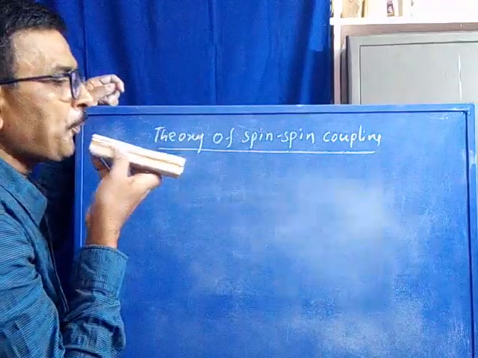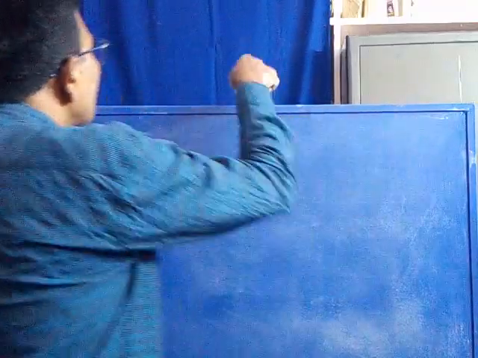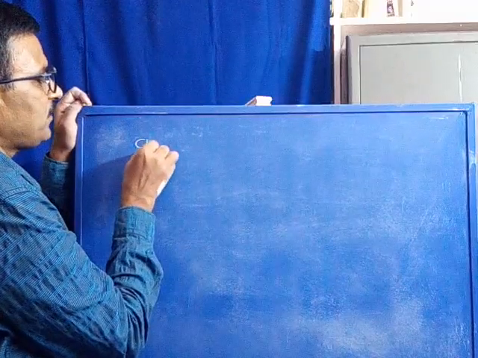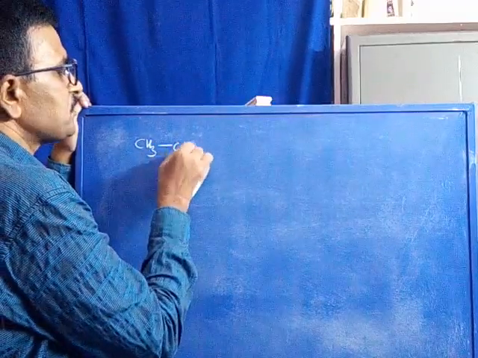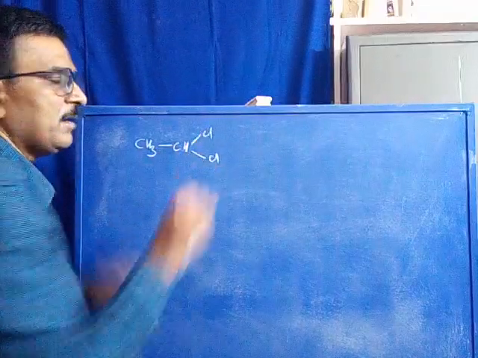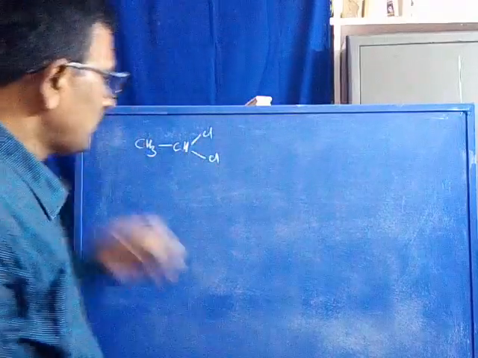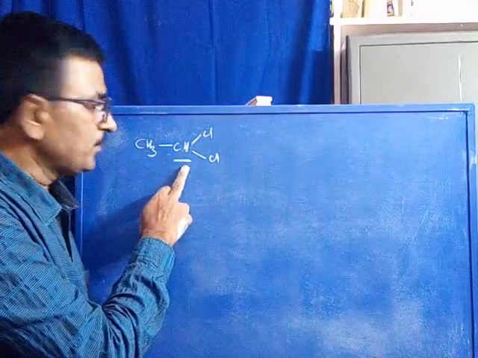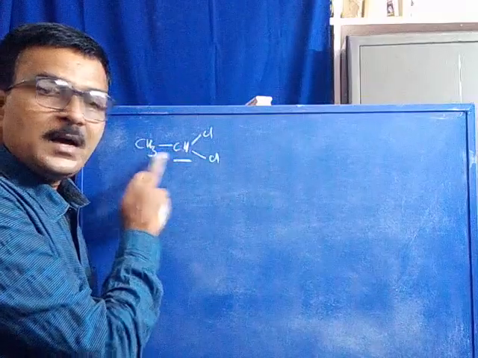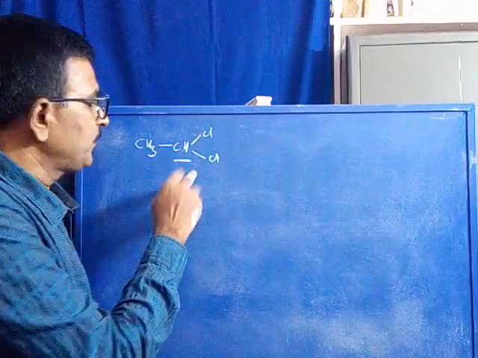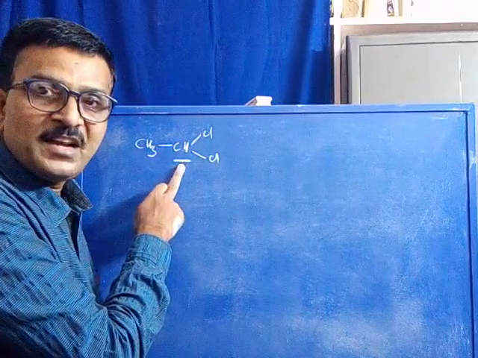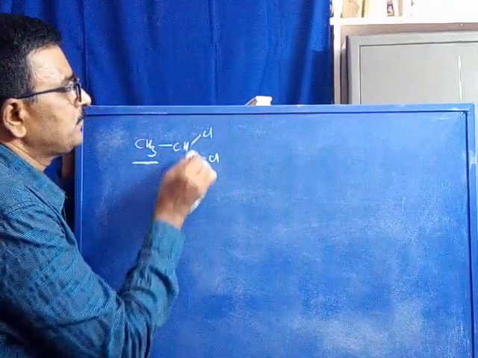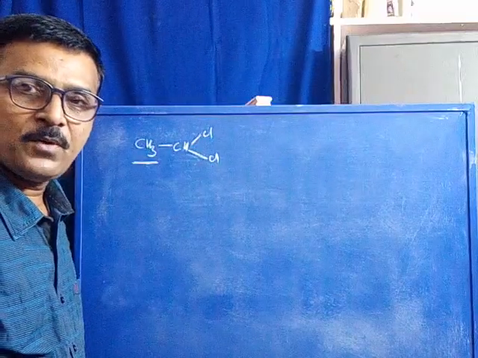Example, now we have the example CH3, CH, Cl and Cl. Now I am going to study the signal for the CH proton. These two are adjacent and are resonating with different frequencies. Let us study the CH3 proton signal.